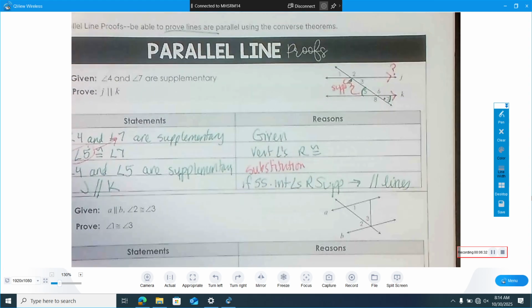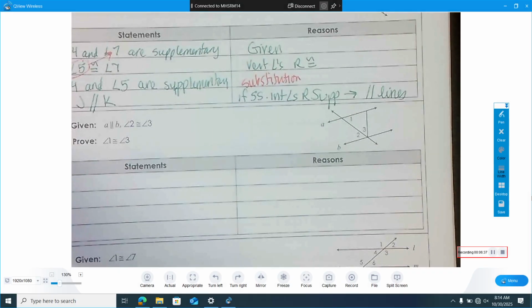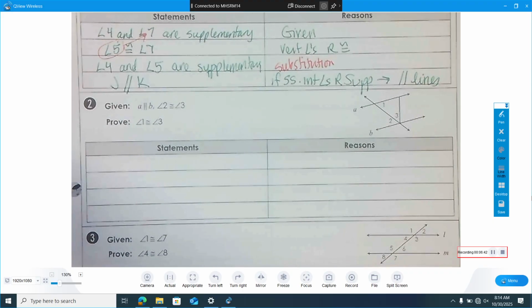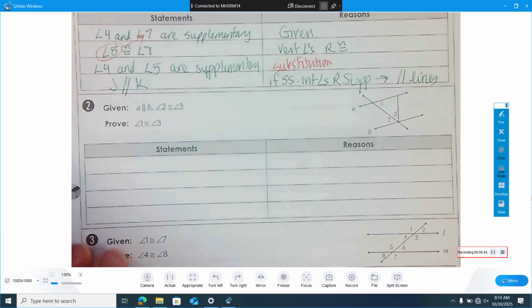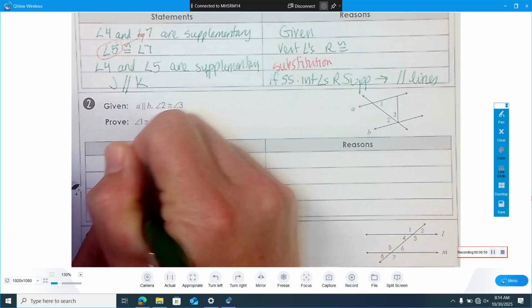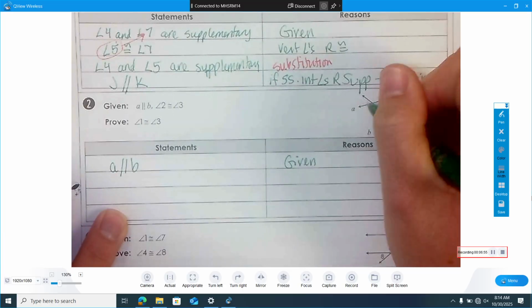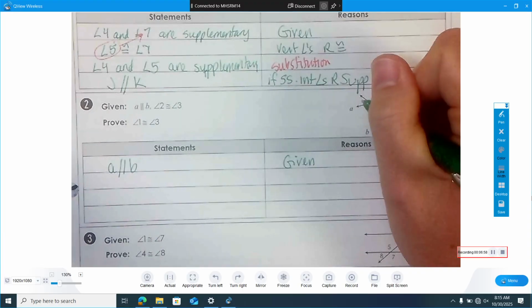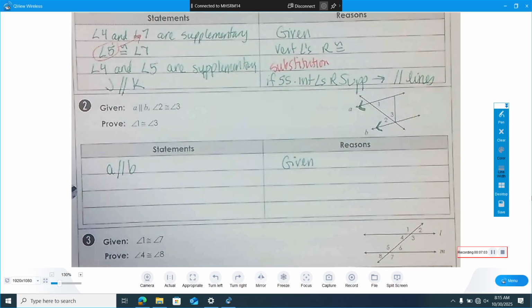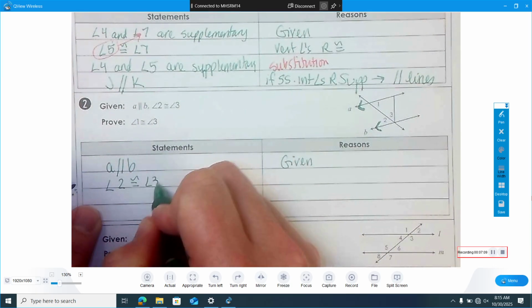All right, let's see what we got going on. Let's do number 2 here. It's kind of an interesting one. Hey, they're giving us a couple of parallel lines. That's interesting. So right off the bat, I want to write in A is parallel to B, and that's a given. I'm also going to mark it on my picture. They're giving it to me right away, so I know that A and B are parallel, and they're also telling me that angle 2 is congruent to angle 3.